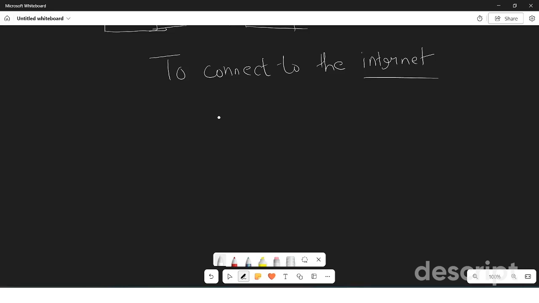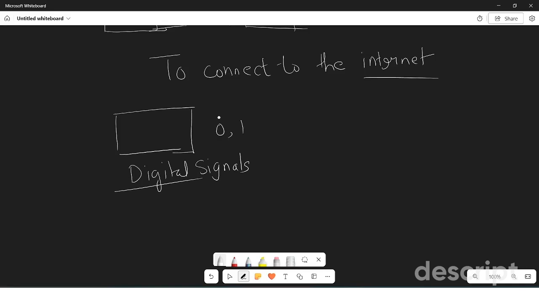So please understand that a computer, suppose this is a computer, it is a digital machine. First, it is a digital machine, and so it only understands digital signals. Digital signals are in the form of 0 and 1, and the signal looks like something like this. So the low is 0, high is 1, 0, 1, 0. This is how the digital signal looks like.